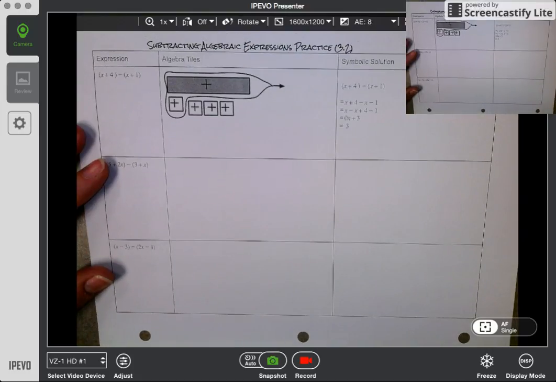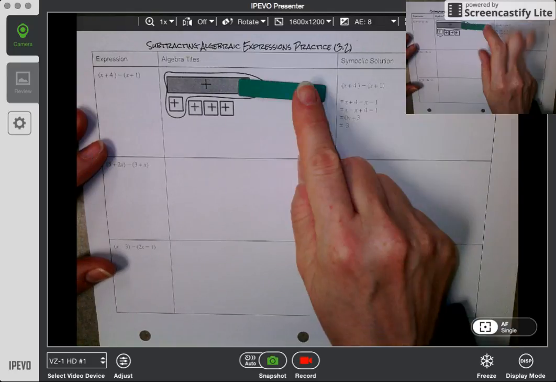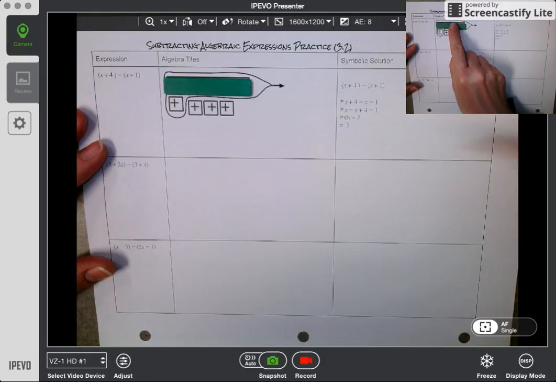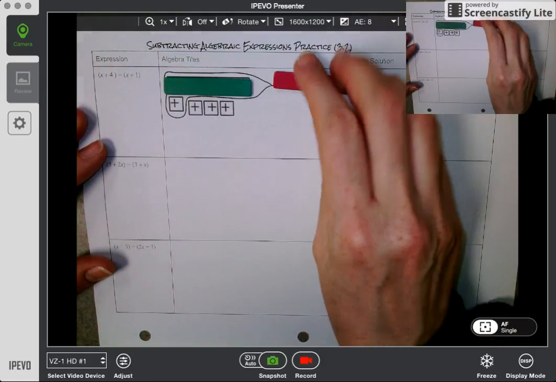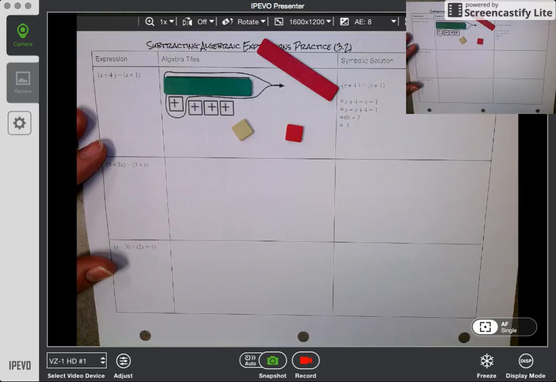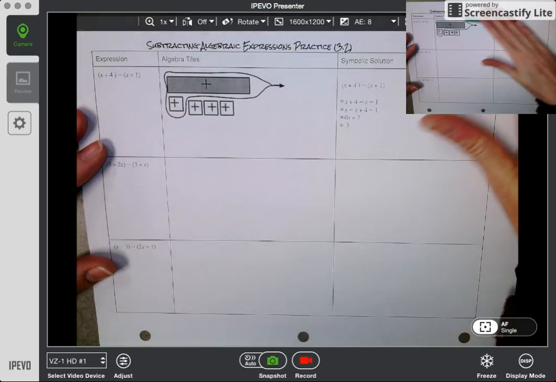I hope that you have this paper out in front of you, and you should have some of the tiles out in front of you. I just want to remind you about the pieces that we've been working with. We have X's that are positive, that are green. We have negative X's that are red. Remember this? We have a positive 1 that's a yellow square and a negative 1 that's a red square. Everybody remember that? Okay. So first thing I want to do is remind you about subtraction.